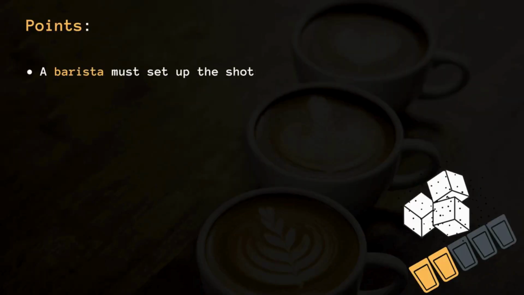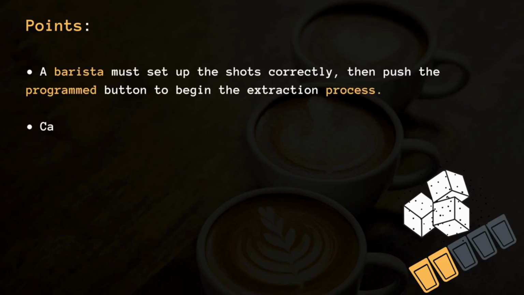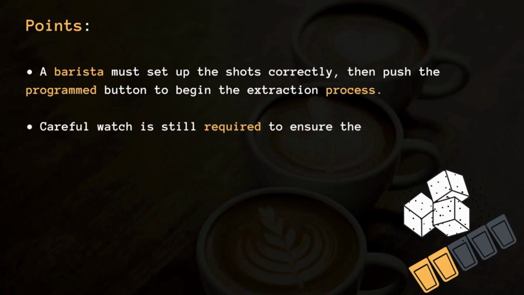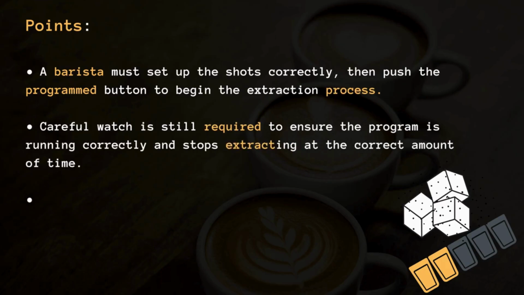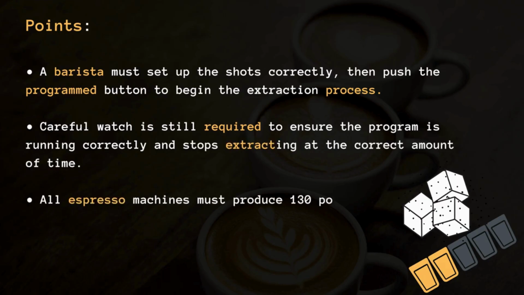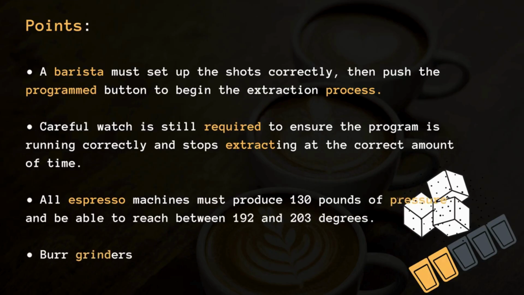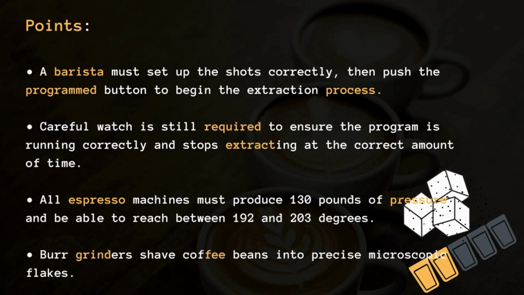Points to remember. A barista must set up the shots correctly, then push the programmed button to begin. Extraction process. Careful watch is still required to ensure the program is running correctly and stops extracting at the correct amount of time. All espresso machines must produce 130 pounds of pressure and be able to reach between 192 and 203 degrees. Burr grinders shave coffee beans into precise microscopic flakes.